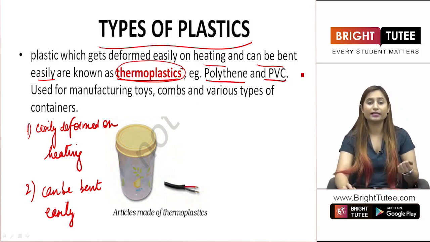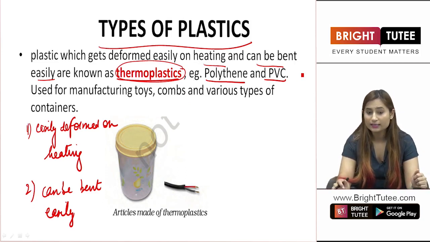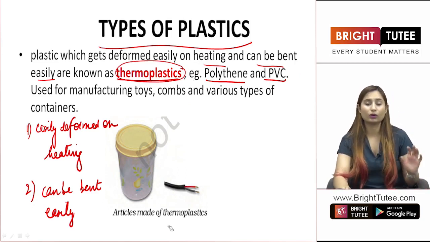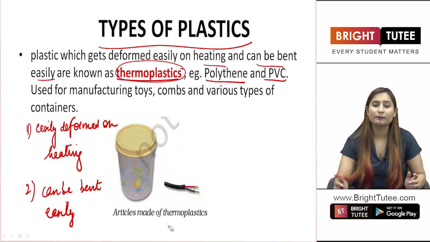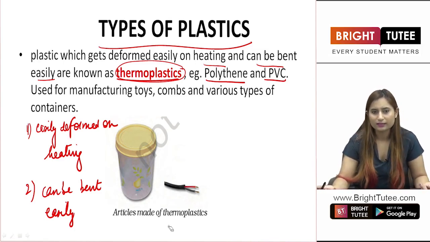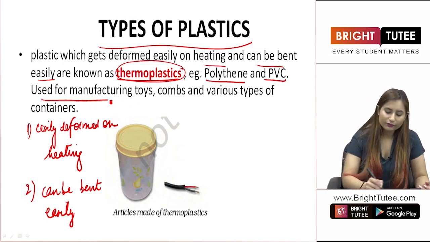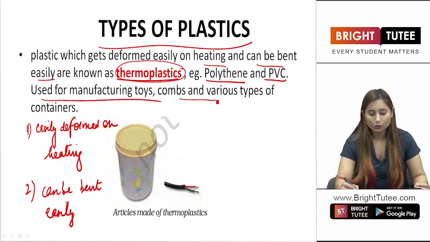You can try heating a polyethylene, it will get deformed very easily. It will lose its shape and all its properties. And polythene can be bent very easily as well. You must have seen that a lot many times. Now it is used for manufacturing toys, combs and various types of containers.